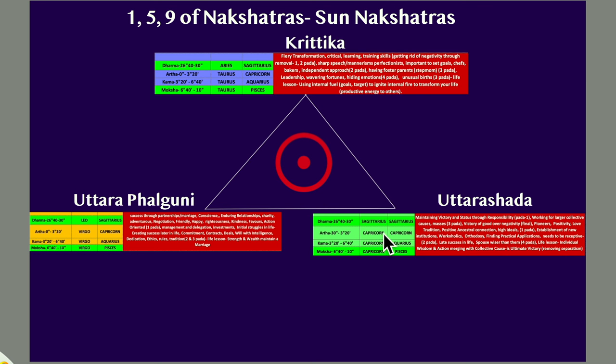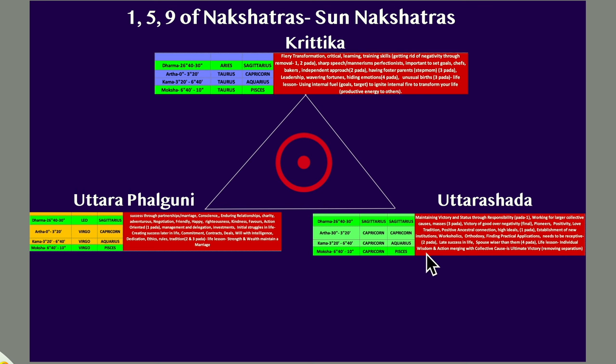They can become workaholics. Capricorn is a workaholic. Yes? Establishment of institutions. Once again, Capricorn. They are very orthodox, Capricorn. Finding practical applications, Capricorn. Needs to be receptive. Capricorn has a difficult time going into Aquarius being receptive. It's all about more of what I want to bring to the rest of the world kind of approach. Yes?